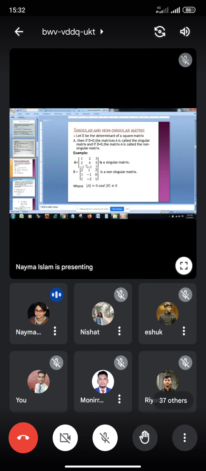Okay, so if any matrix is singular, that means it is not invertible. You cannot find the inverse of this matrix. And if any matrix is non-singular, meaning determinant will not be 0, in that case you can say it is possible to find the inverse.